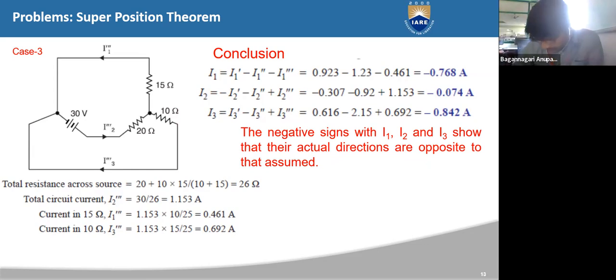Is that okay with the circuit and problem? Shall we move on to the next one?